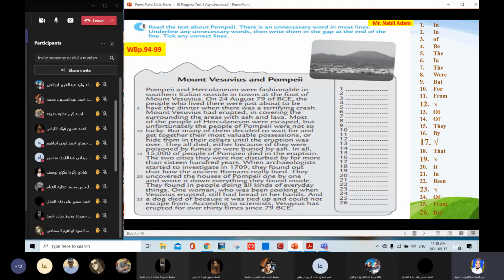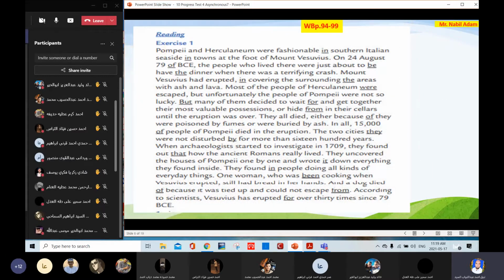Okay, now you are going to read the passage again. Read the passage again without reading the words you have underlined. You are going to read the passage again, read silently without using the unnecessary words you have just underlined. Please read silently because you've got some reading comprehension. You are going to answer a question related to the passage.